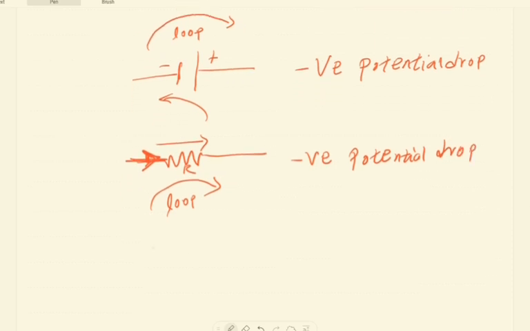When the direction of the current in a given resistor is opposite to the direction of the loop, in that case the potential drop in that resistive material is simply a positive potential drop.